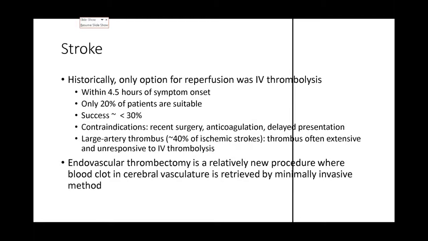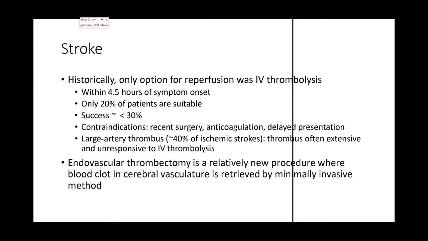Historically, the only option for reperfusion was IV thrombolysis, which had to be administered within 4.5 hours of symptom onset. Only 20% of patients were suitable due to many contraindications, such as recent surgery, being on anticoagulation, or delayed presentation. The success rate was pretty low, quoted at about 30%. And for large artery thrombus, which accounted for about 40% of ischemic strokes that presented, the thrombus was often very extensive and unresponsive to IV thrombolysis.